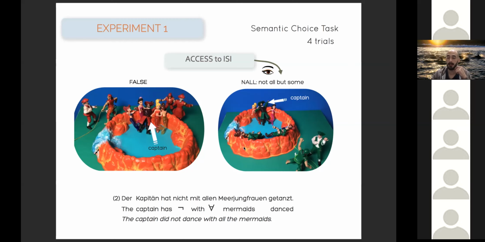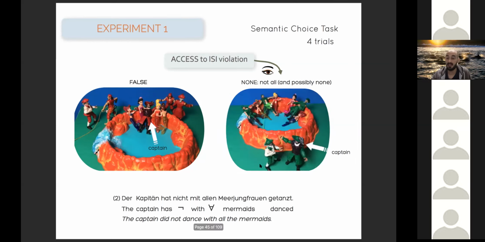So this is a context that does support the implicature. But even if you do not derive the implicature, even if you interpret this sentence as not all and maybe none, it would still be compatible with this context. So ideally, there's no reason why you should not accept this context. This condition is compatible with both readings, whereas the other condition is not compatible with the implicature.